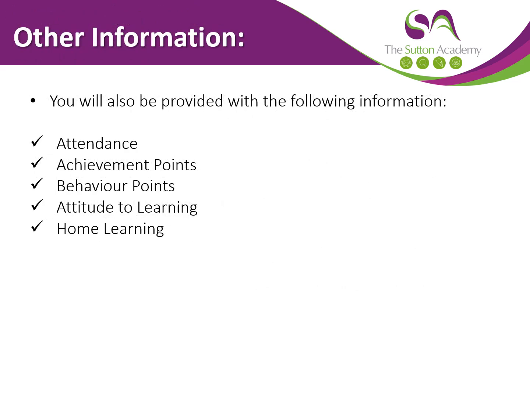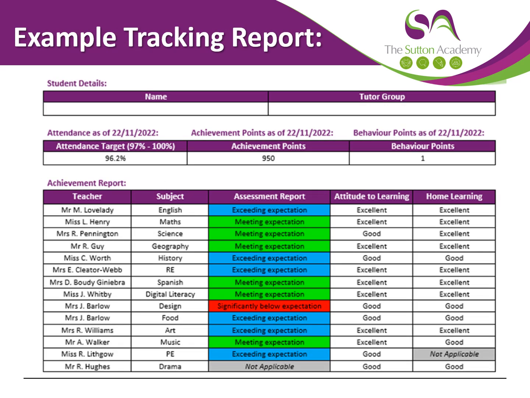In addition to this information, you will also be provided with the following on your child's Track and Report. You will have a year-to-date attendance figure at the time the Track and Report was published. You will also have a year-to-date achievement points total and a behaviour points total. This again will be run from the day the Track and Report was published. We've also asked teachers to generate, as on previous reports, an attitude to learning score and a home learning score, and you will receive this information as well.